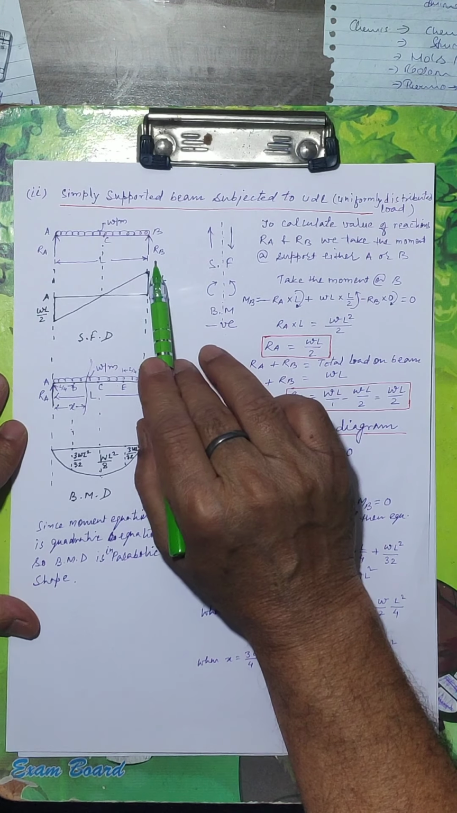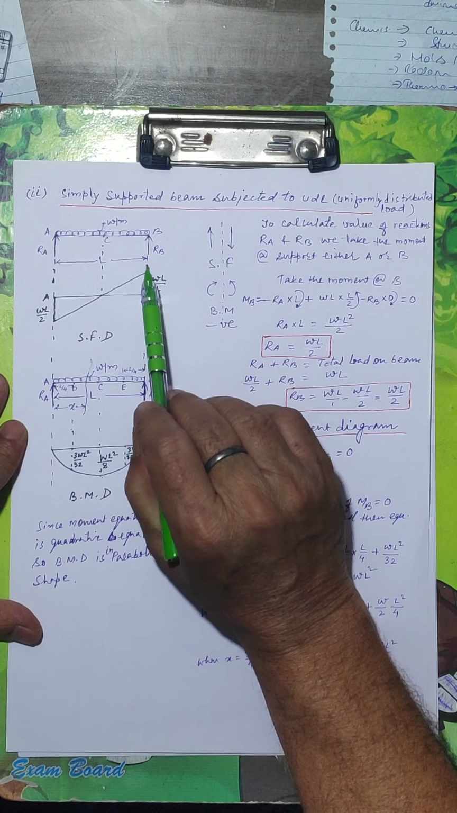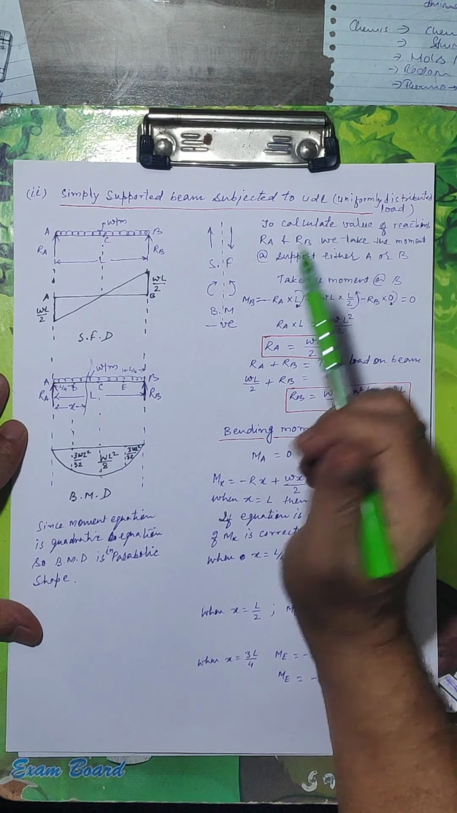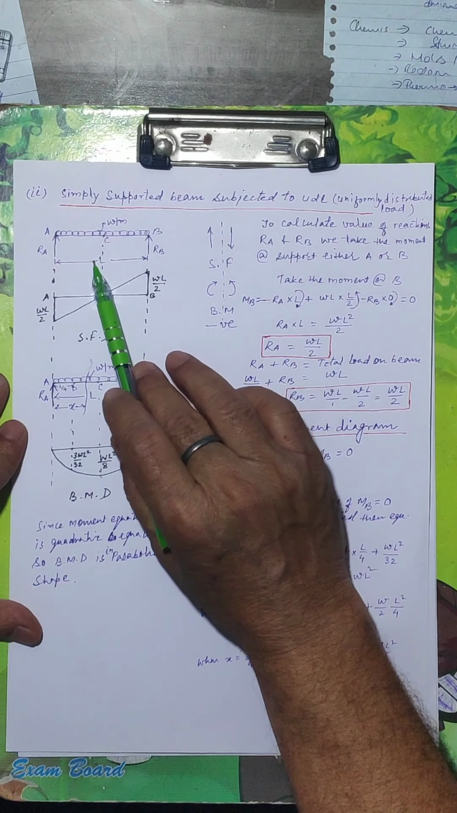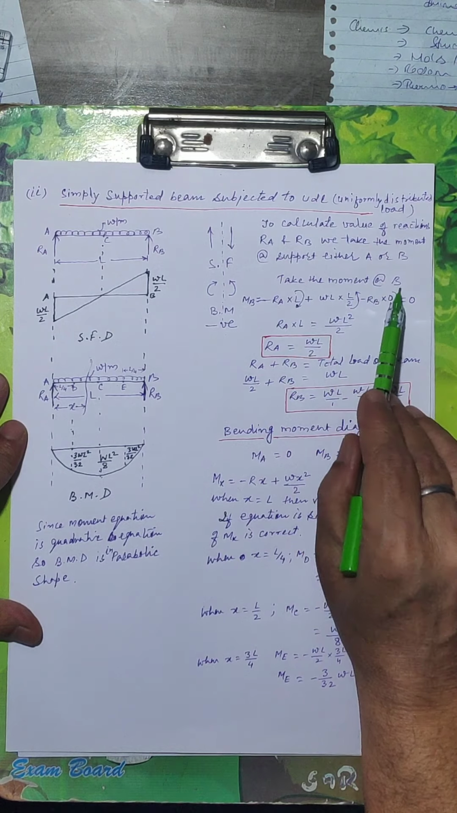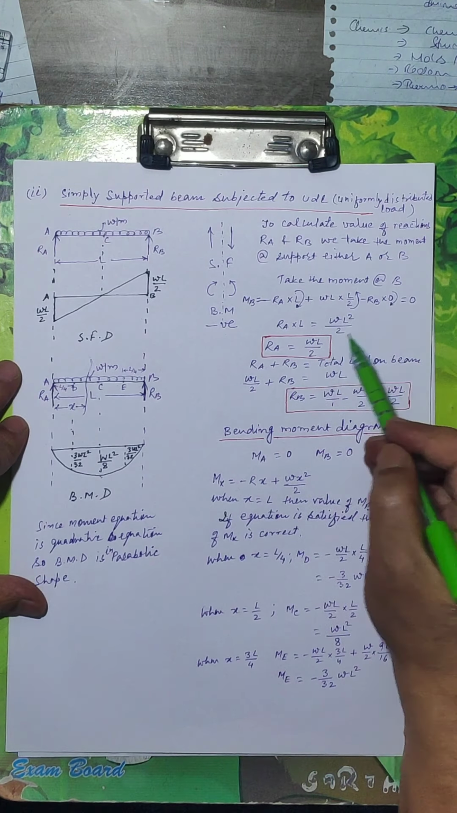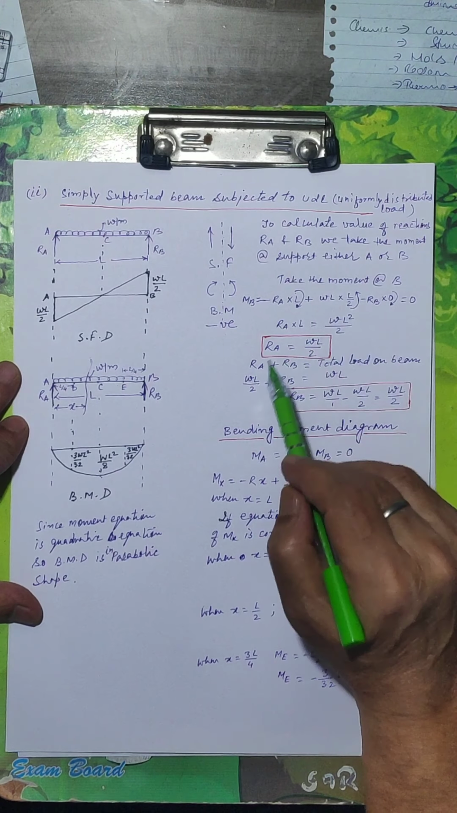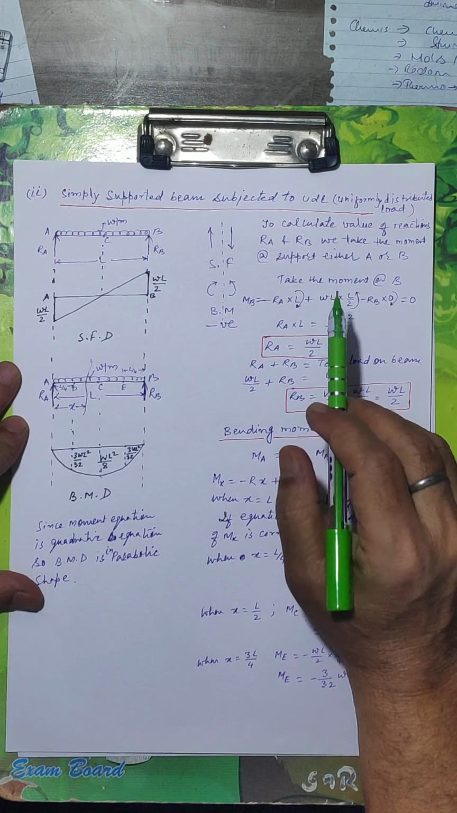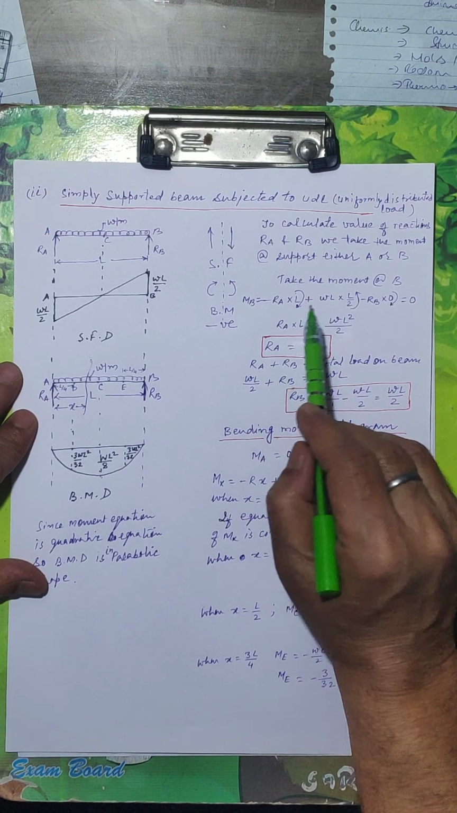Why that taking moment? The either RA or RB, one out of these two reactions would be cancelled, would become 0. That's why we take the bending moment about A or B. Take the moment about B. See, we have already studied about this equation, how to calculate the RA and RB. We have studied last time also, yesterday. Again, I tell you that we take the moment about B.